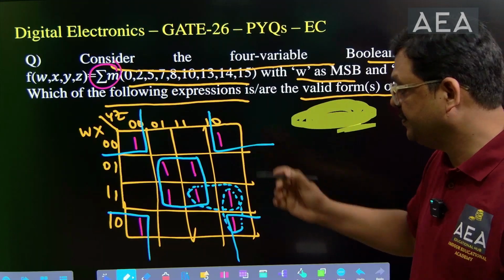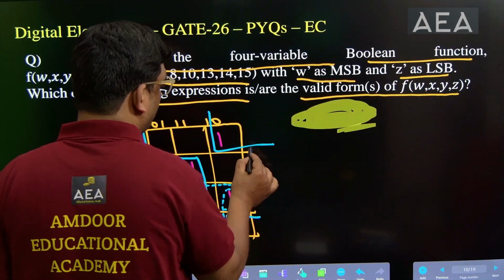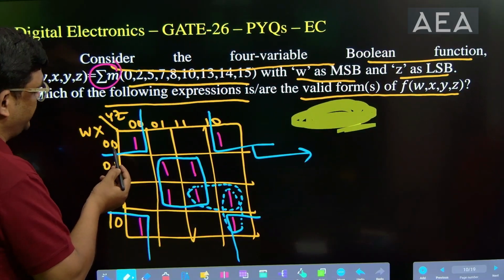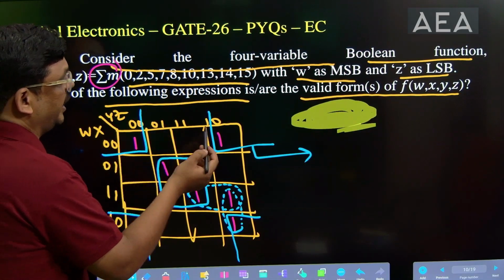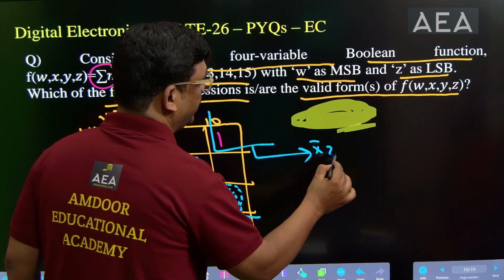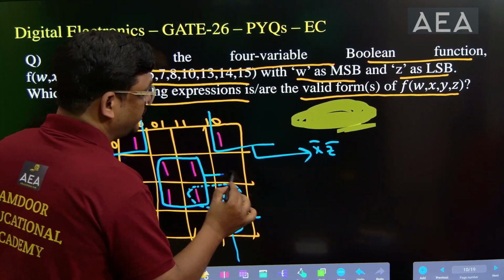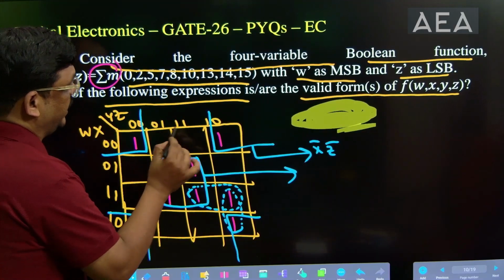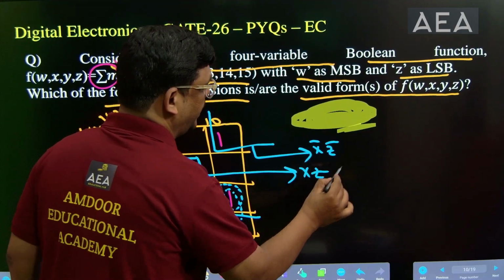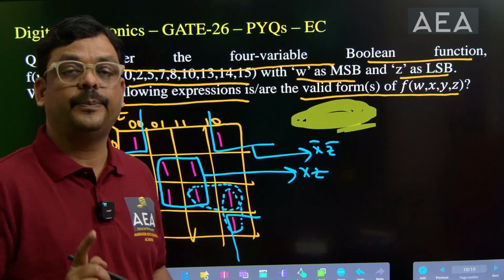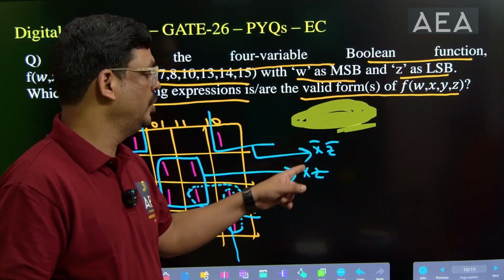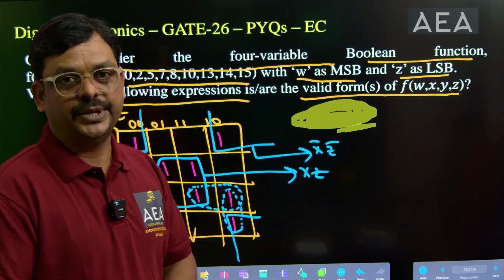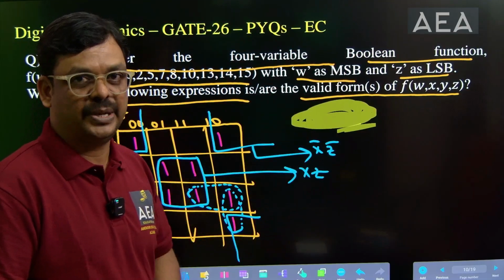For that purpose, first of all, I am writing the Boolean expression for these quads. For this quad, all corners, it explains x bar z bar. And this quad explains the middle one, here x and z. These two are the compulsory prime implicants. Compulsory simplified terms, so these two come under essential prime implicants.